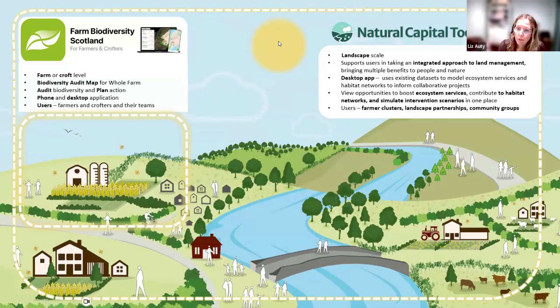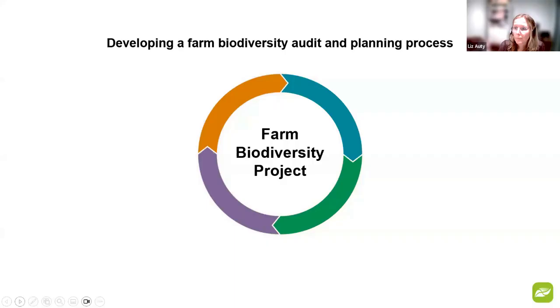And there's also the natural capital tool, which some of you may have come across, which looks at a more landscape scale, taking an integrated approach, and that's a sister project to ours in Farming with Nature. We can give more information about that if anyone would like more later, but I'll keep going with a little bit more about the Farm Biodiversity Scotland tool and the project. The project is developing a simple biodiversity auditing and planning process for farmers and crofters that they can carry out themselves. The way we're testing this is through the Farm Biodiversity Scotland tool. The first stage, which we're focusing on tonight, is the mapping, so mapping the habitats and features on the farm or croft.